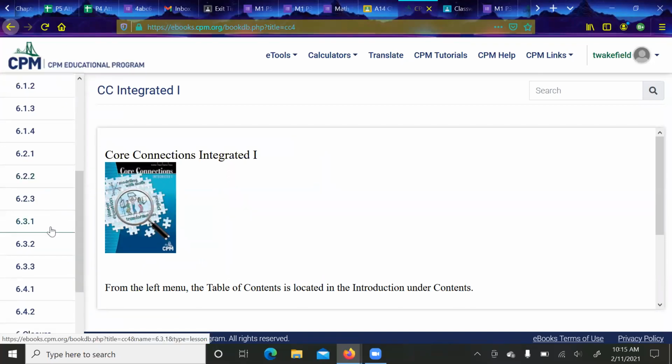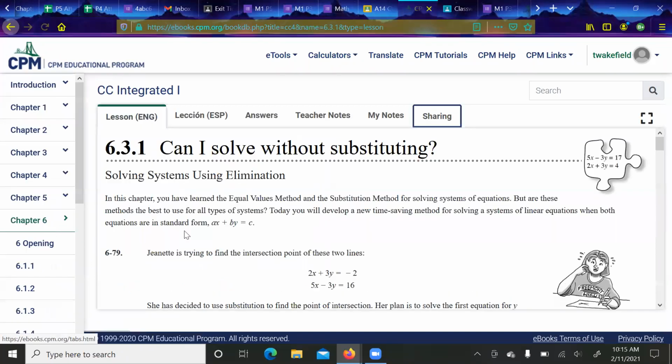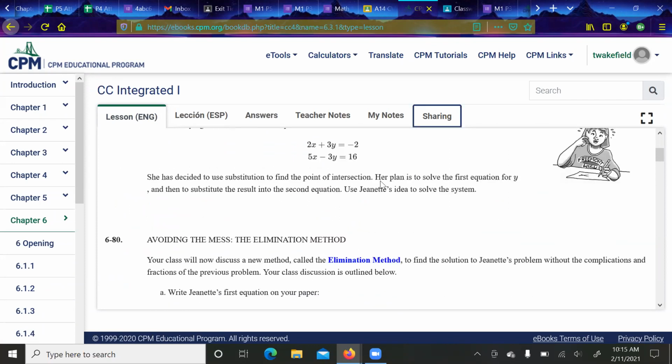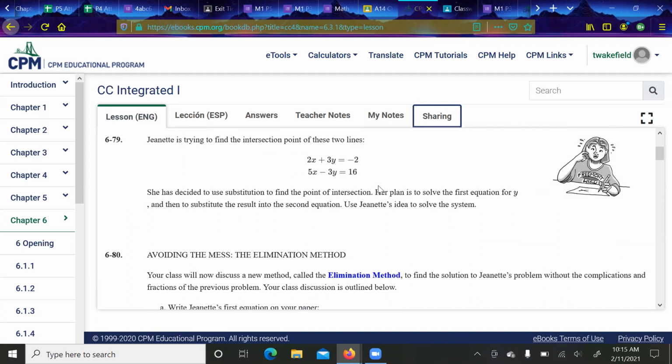Okay, so 631, here we go. 631, can I solve without substituting? So 79, you were supposed to go in and do this problem using equal values or substitution. They wanted you to do substitution. If you did it, great. If you didn't, leave a space to do it using substitution.